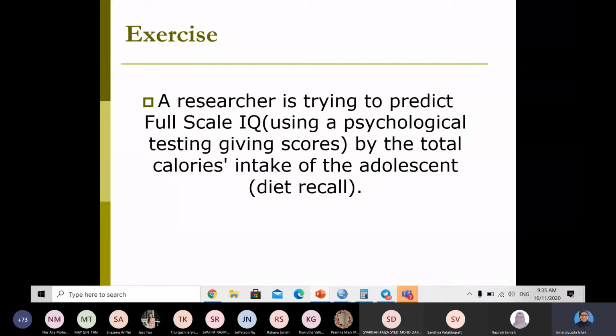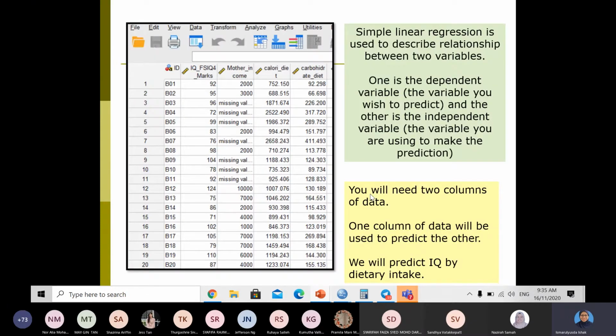A researcher is trying to predict full-scale IQ from the total calorie intake of adolescents. The full-scale IQ is measured using an instrument called the Wechsler, and total calorie intake is measured using the dietary intake recall. They want to predict the IQ from the diet intake. So it should be like this.